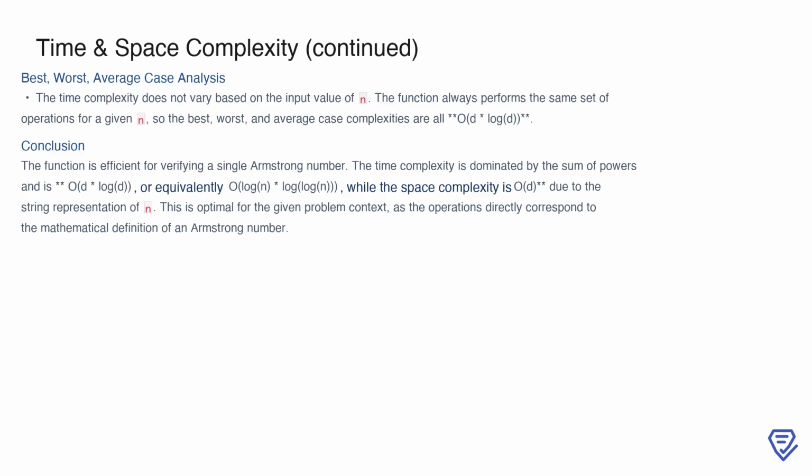In conclusion, the function is efficient for verifying a single Armstrong number. Its time complexity, dominated by the sum of powers calculation, is O(d log d), or equivalently O(log n * log log n). The space complexity is O(d), stemming from the string representation of n. This approach is optimal for this problem, as it directly aligns with the mathematical definition of an Armstrong number while minimizing computational and memory overhead.